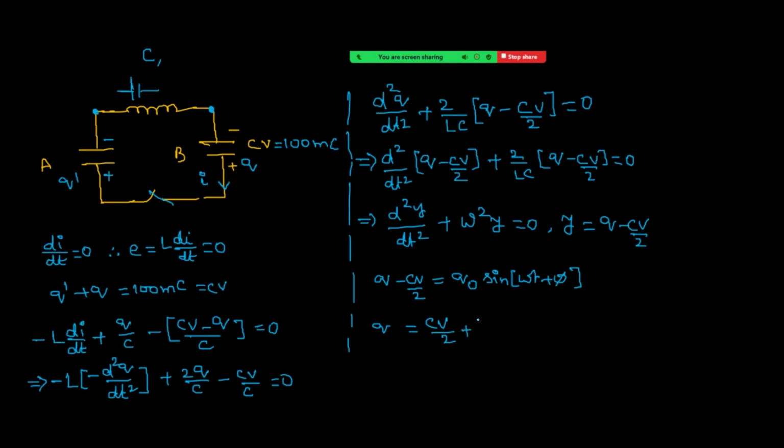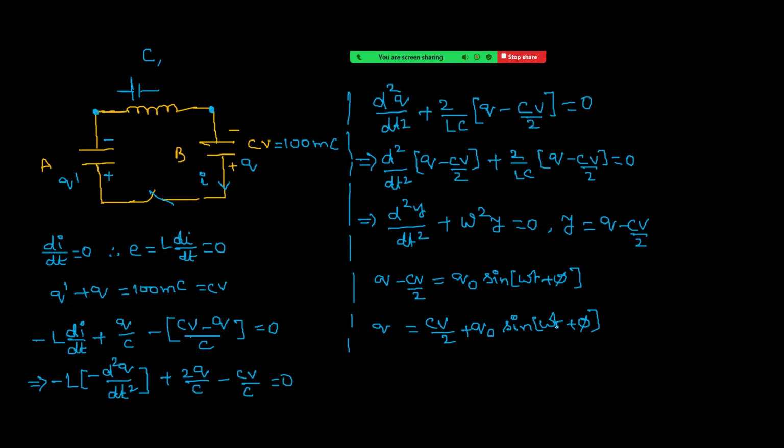Let me see once. What is the value of q naught? CV value is 100. Okay, CV by 2 is 50. This is 50. What about q naught? I'm writing once again here: q naught into sine omega t plus phi. Now, when t equals 0, the charge was 100. Therefore, this is now 50. That means this total value must become 50.